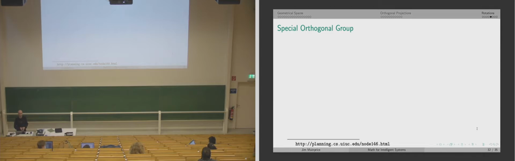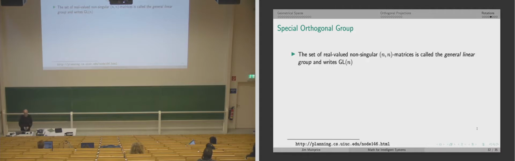Matrix groups are groups where the elements are matrices, and typically the operation is matrix multiplication. The inverse is the matrix inverse. The group that we are generally interested in is the group of square matrices that have an inverse, so whose determinant is not 0. This group is called the general linear group, and it is written GLn.